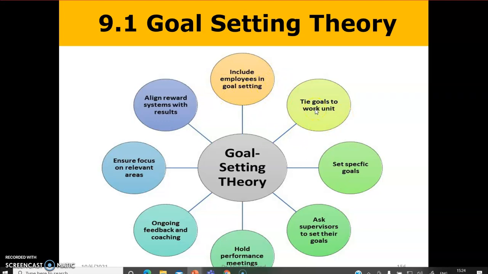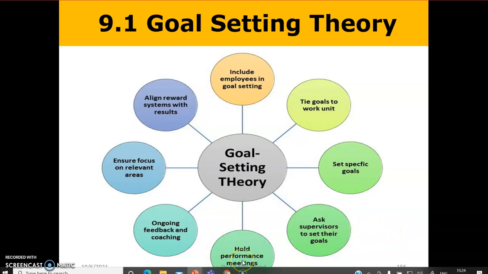So how will you tie your goals to the actions? Set specific goals. Your goals should be specific. Ask the supervisor to set their goals. If you do not know how the supervisors have set the goals, how will you enhance your team performance? To increase team performance, goal setting is important.